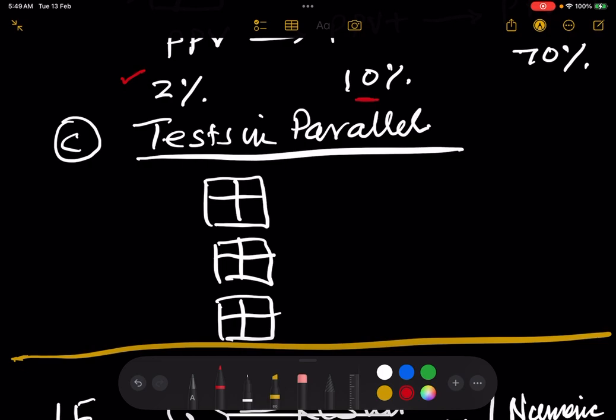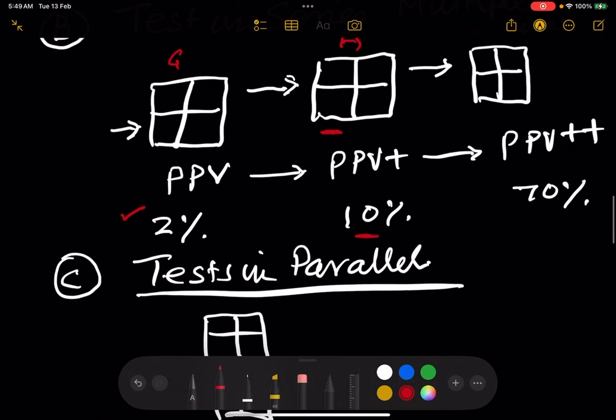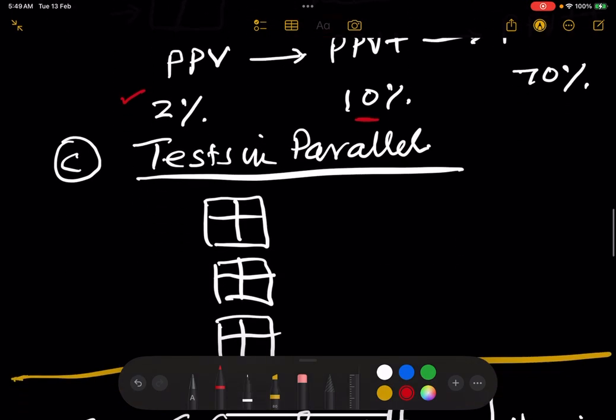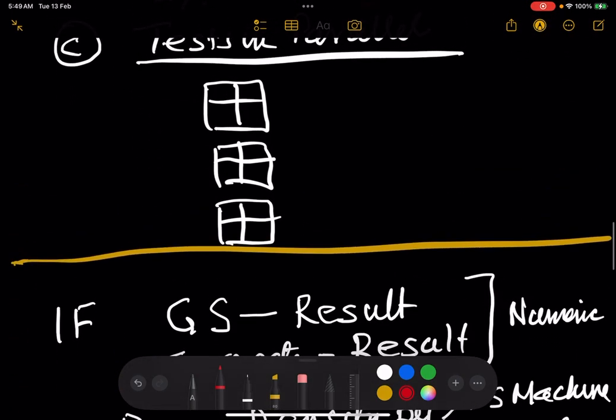Then you can use the value of tests in parallel. Specificity would increase with tests in series and sensitivity would increase with parallel tests. So this increases sensitivity and that increases specificity.